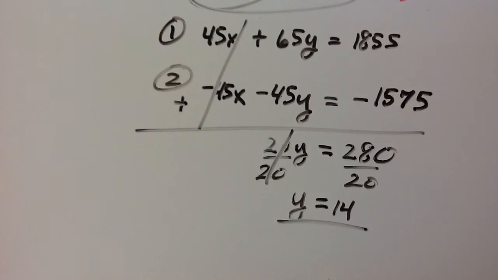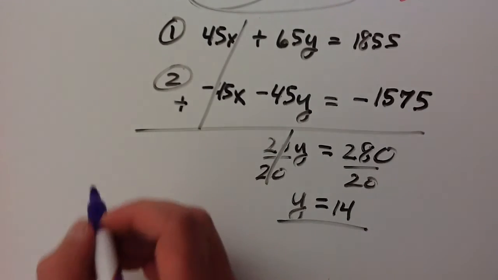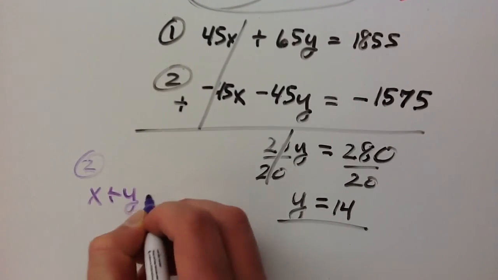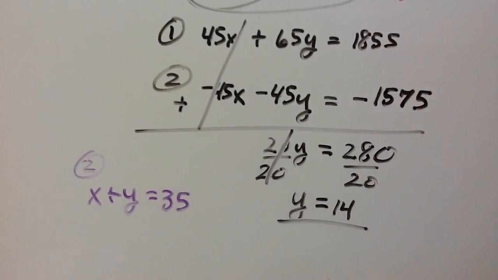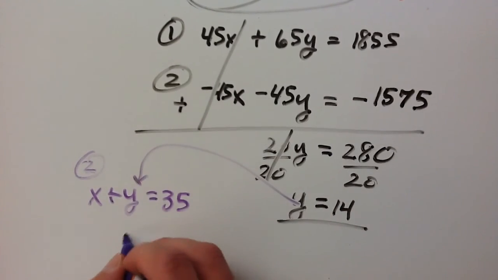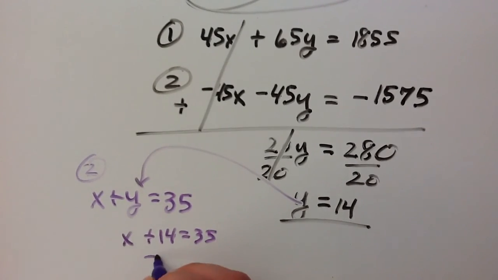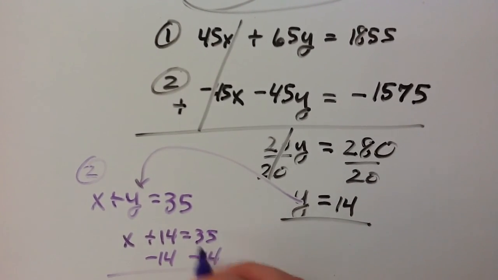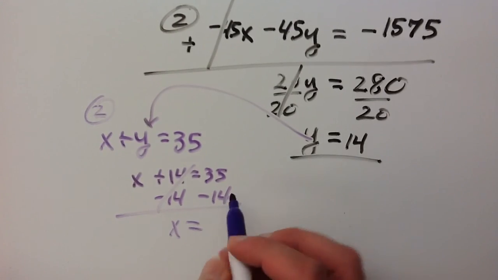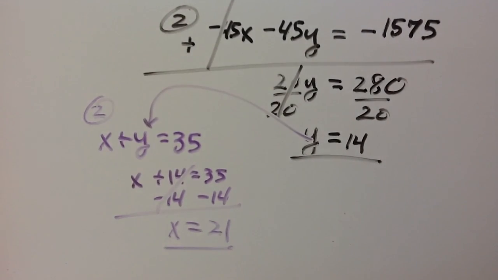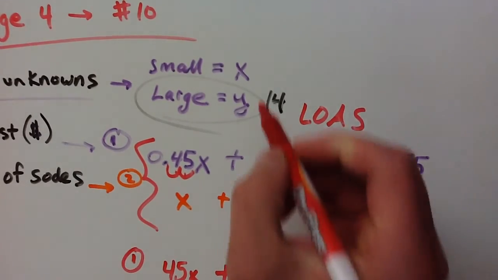It's going to be easier probably to sub into the second equation, since the second equation that we wrote was x plus y equals 35, right? And we know y is 14, so x plus 14 equals 35. Move 14 to the other side to be able to solve for x. And so x is equal to 35 minus 14, which is 21. And what does 21 represent? Well, 21 was the number of small sodas.